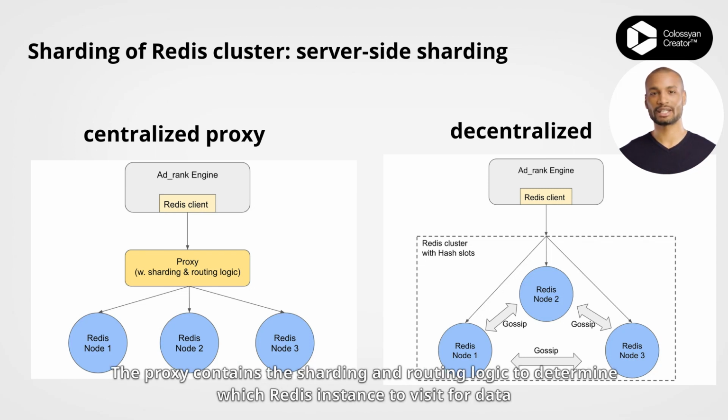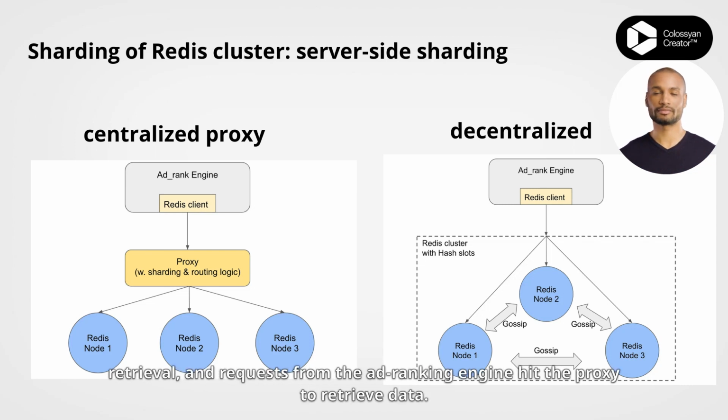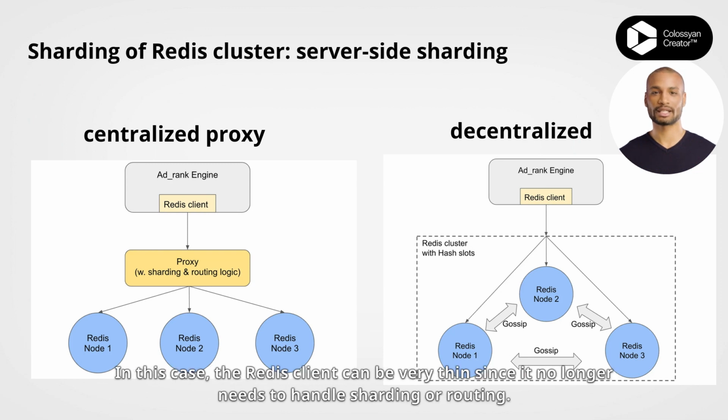The advantage is that this approach does not rely on any additional middleware or services, making it simpler and easier to manage. The second approach is server-side sharding, which uses a middleware as a proxy. The proxy contains the sharding and routing logic to determine which Redis instance to visit for data retrieval, and requests from the ad ranking engine hit the proxy to retrieve data. In this case, the Redis client can be very thin since it no longer needs to handle sharding or routing.